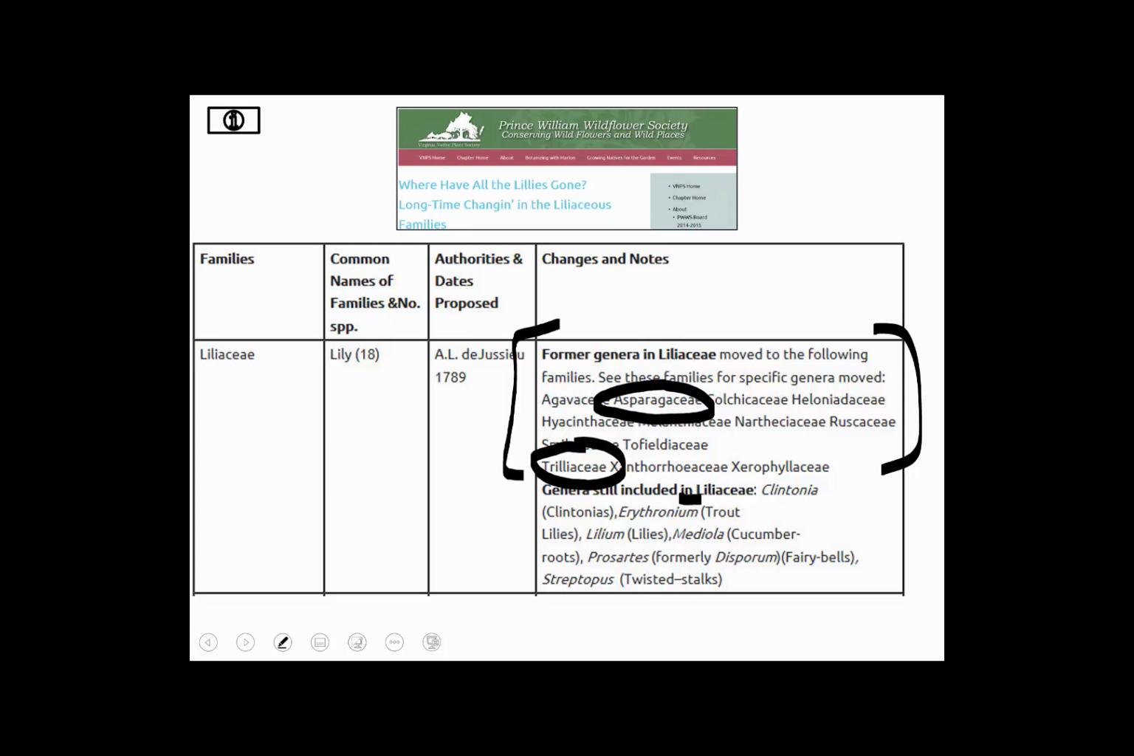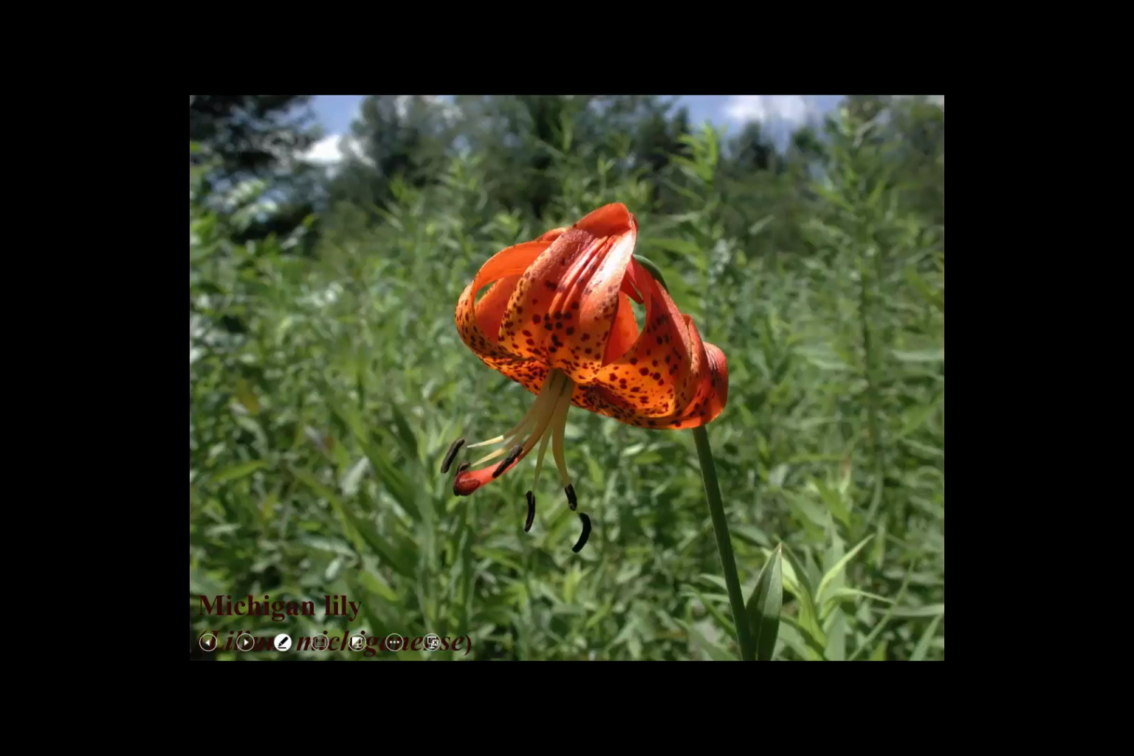But what's still in the lily family? Well, lily has to be, and trout lilies in the genus Erythronium, and a few other things. So we have a number of plant families that we're lumping together for convenience and tradition. So let's see what they have in common.